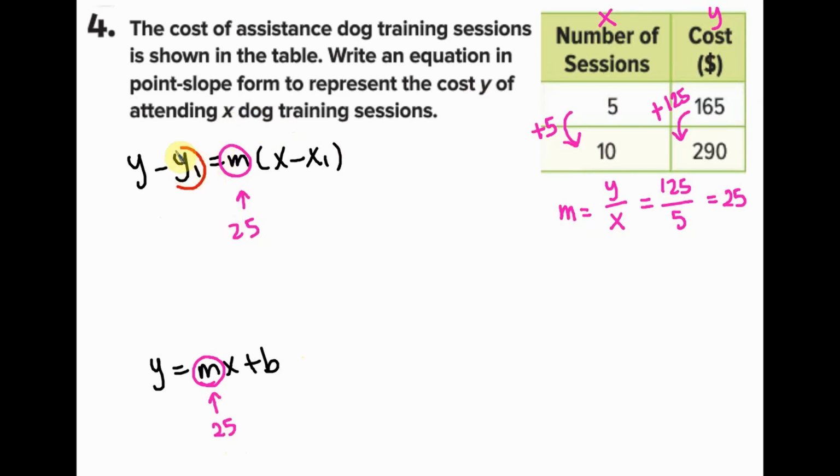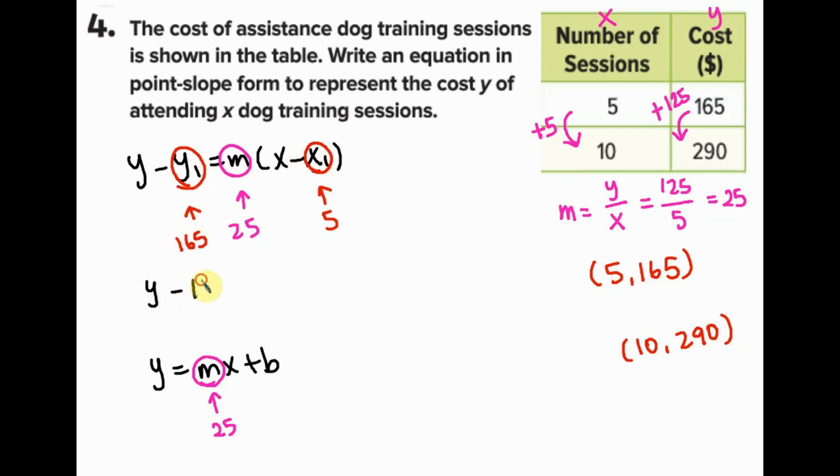Now, I need a coordinate where I could plug in x1 and y1. When you are given a table, look at these numbers as your pairs. The first pair that you have is 5, 165. The second point that you had was 10, 290. To replace x1 and y1, it doesn't really matter which point you use. If I plug in 5 as your x1, then your y1 has to be the corresponding number, in this case 165. Rewriting this, you will get y minus 165 is equal to 25 times x minus 5. And this is your point slope form.